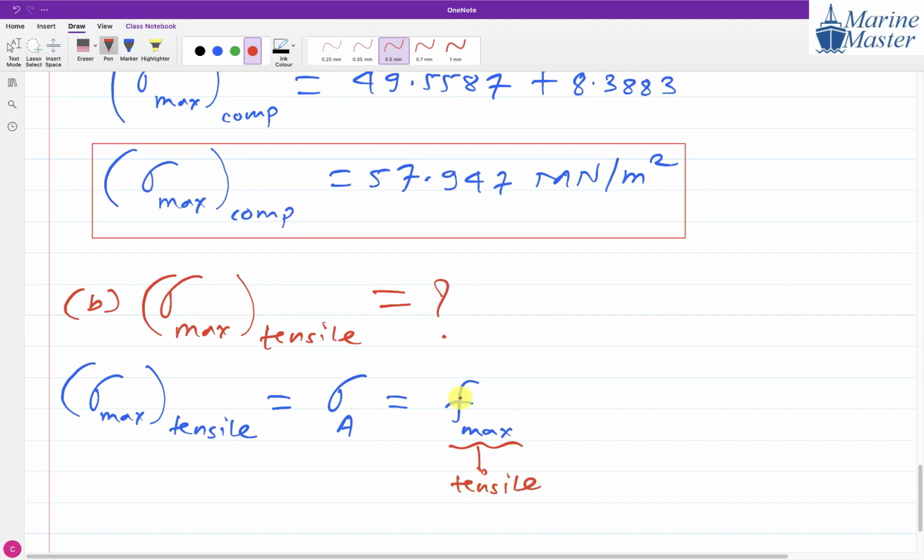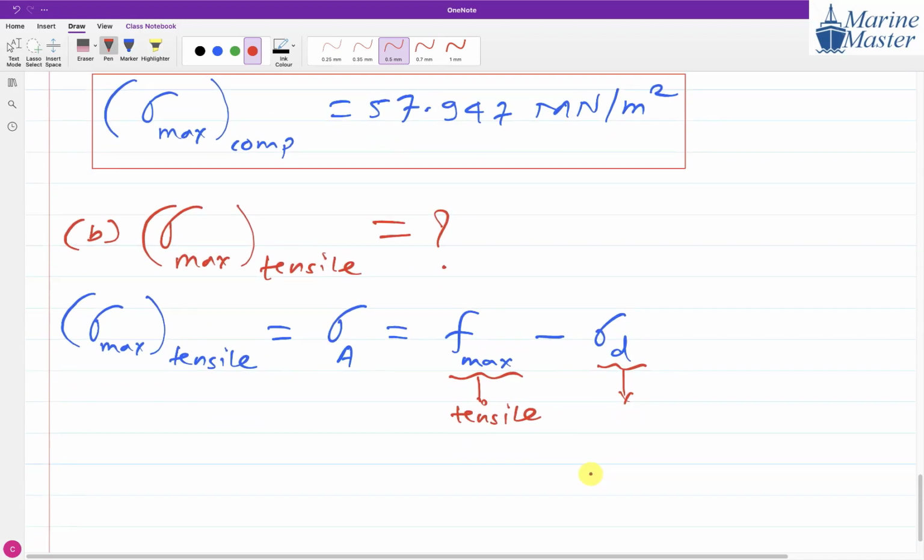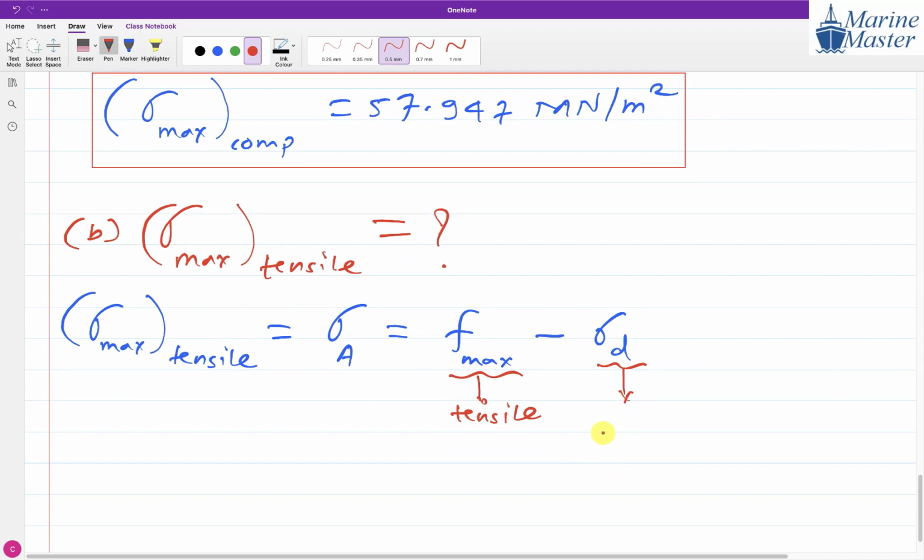Tensile, and then minus sigma d. So net stress, that is maximum tensile. Guys, remember, if there is a tensile stress scenario where we will have a maximum tensile stress at a point A, I'm not talking about bending, I'm talking about the overall effect. So maximum tensile stress will be at point A. And it will be the resultant effect of F max and minus sigma d.